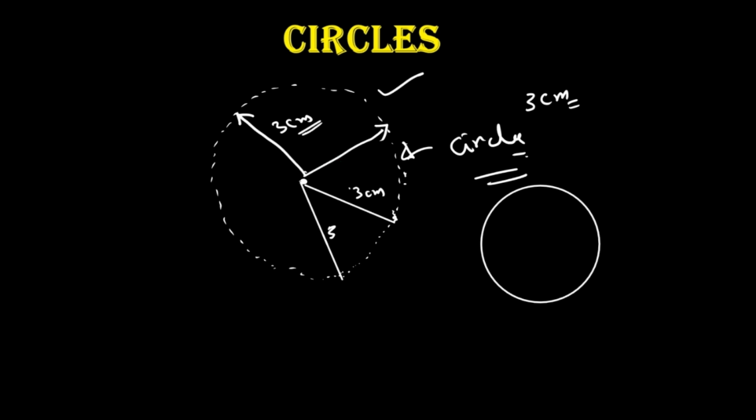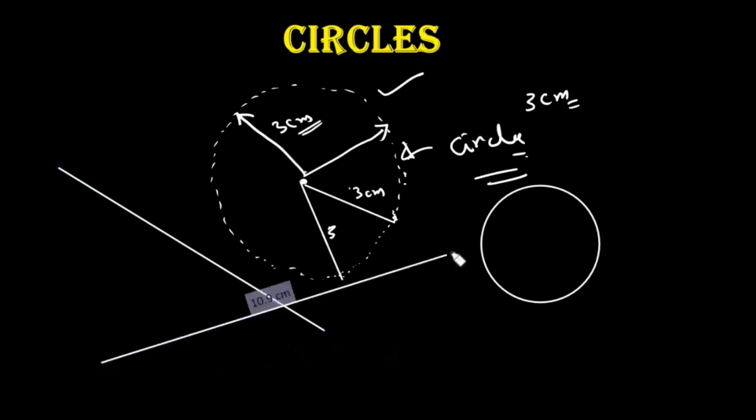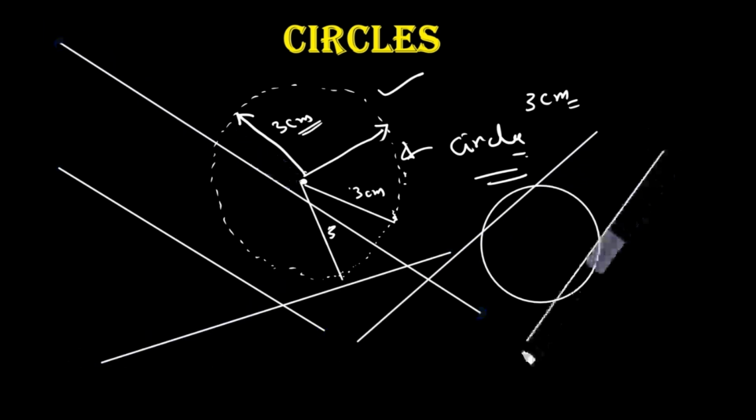So you know what a circle is. This is a line. It won't change direction. You just need 2 points to draw a line. If you know the 2 points, you just join them and it will form a line. So these are the lines. I have drawn so many lines. Now we will see the relation between a line and a circle.